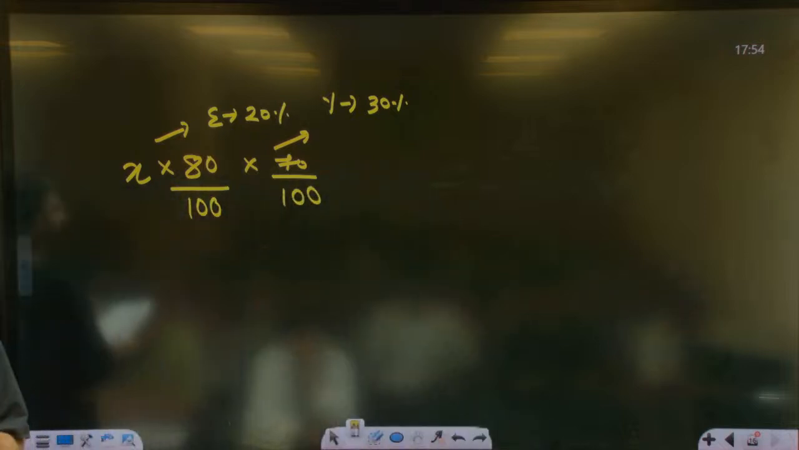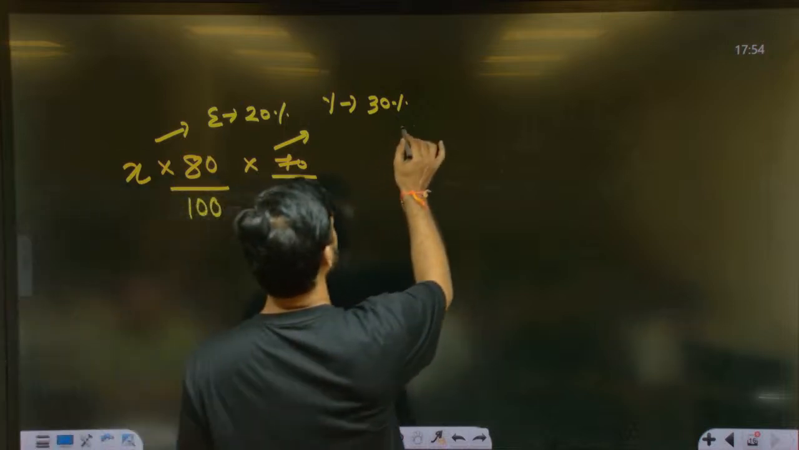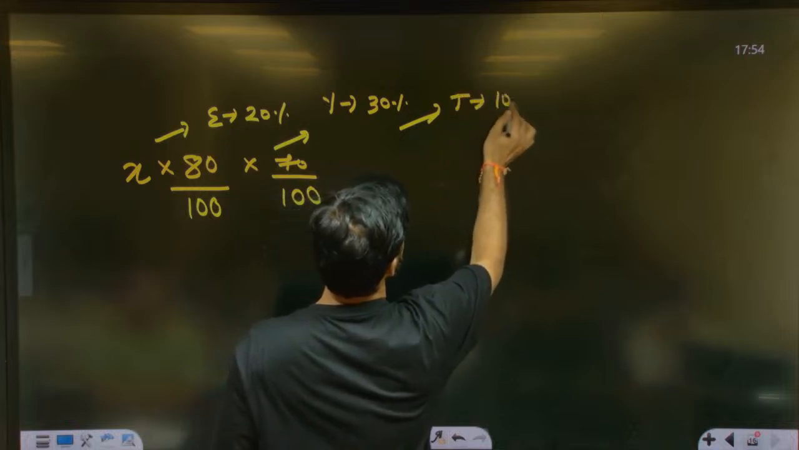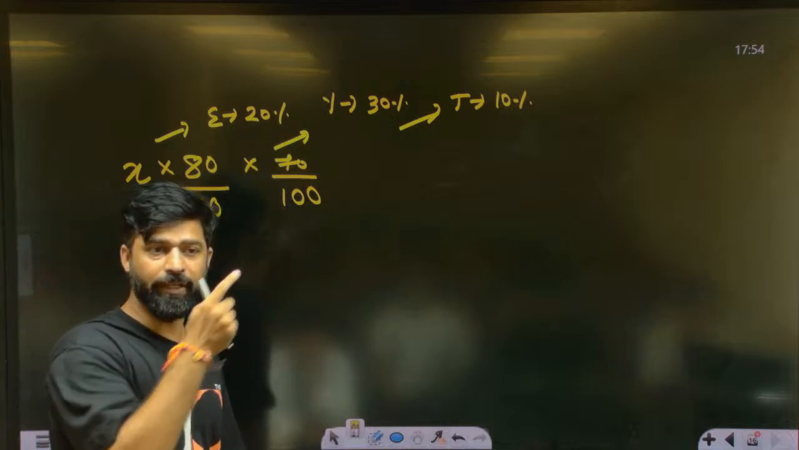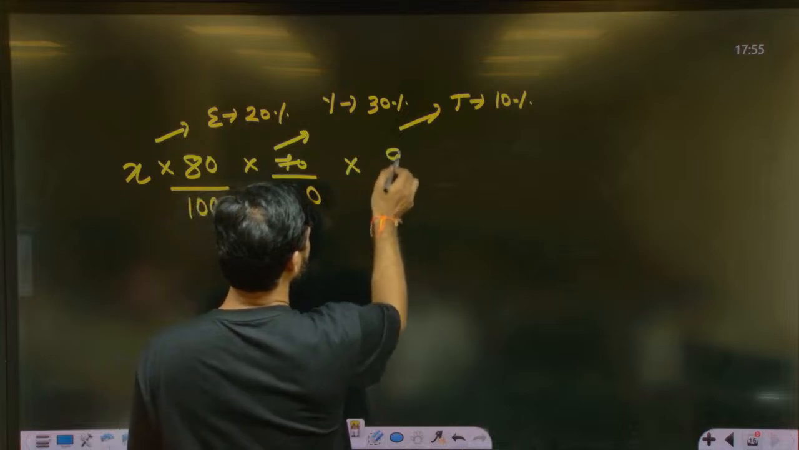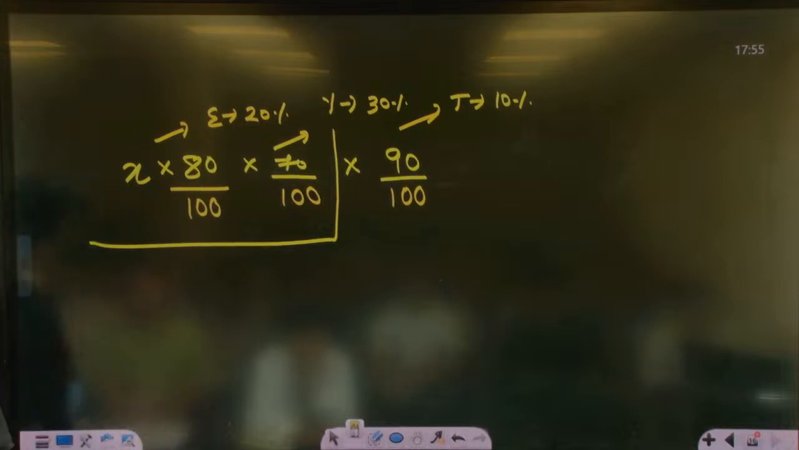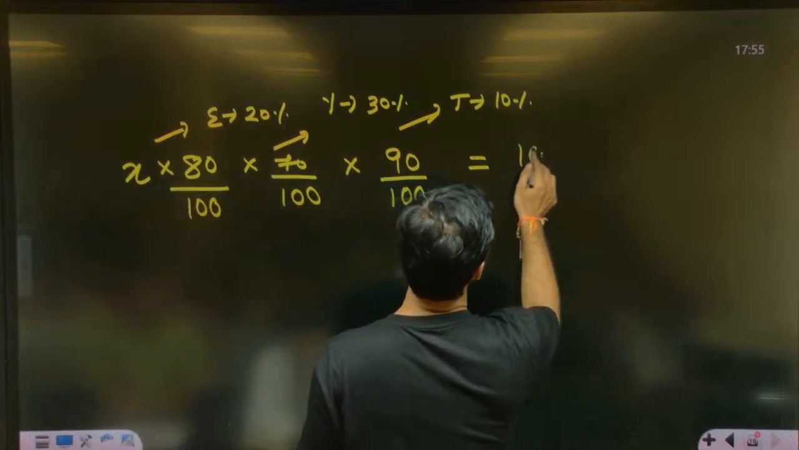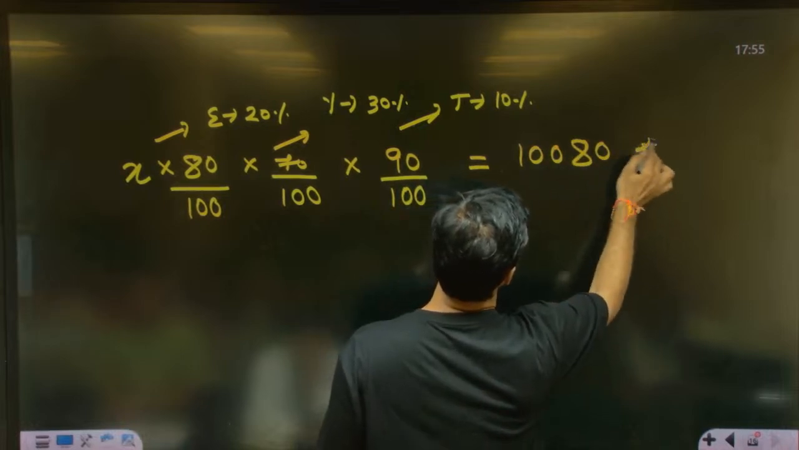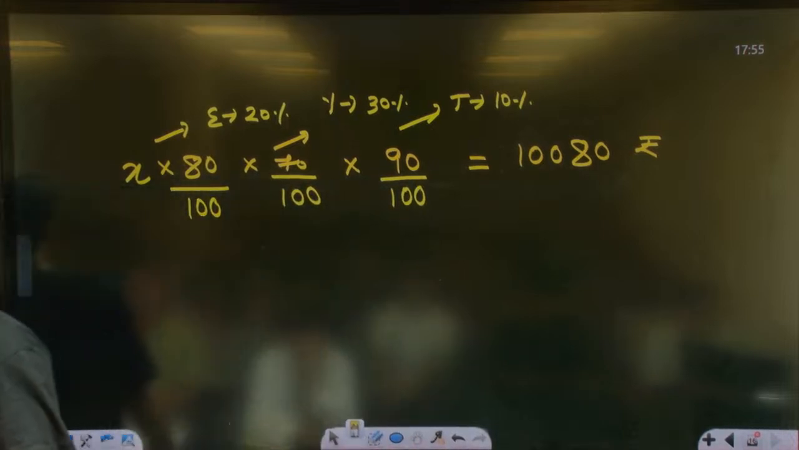Read the question again. And 10% of the balance he donated to the trust. Now he is donating 10% to the trust. So after donating 10%, he is left with what? 100 minus 10. He is left with 90% of this amount. And he is left with what? 10,080 rupees. So this 90% equals to what? 10,080 rupees. Any problem in this?